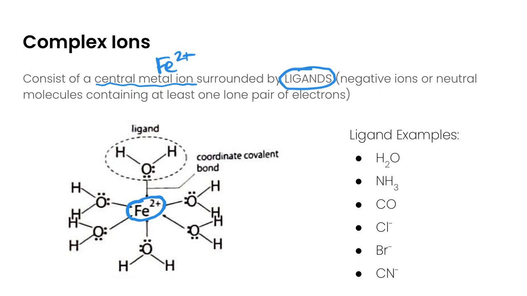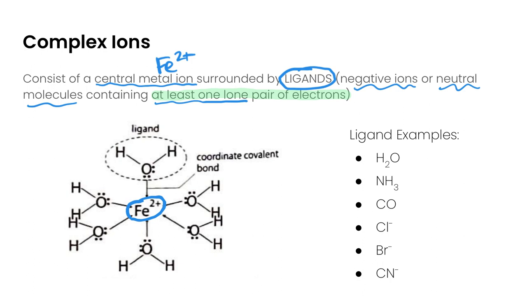So what are ligands? Well, ligands can be various things. Basically, the main definition of a ligand is that it's either a negative ion or a neutral molecule, and it has to contain at least, and that's really important, at least one lone pair of electrons. If there are no lone pairs of electrons, it cannot act as a ligand.